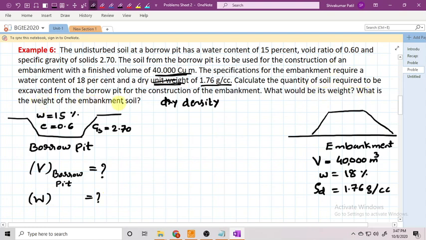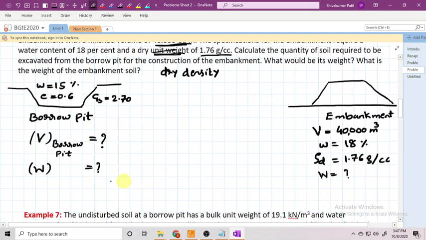What is the weight of the embankment soil? Here they are asking for the weight of the embankment soil. They are asking for the weight in the borrow pit and the weight in the embankment. So how can we proceed? Think for a while, then we'll start the problem.